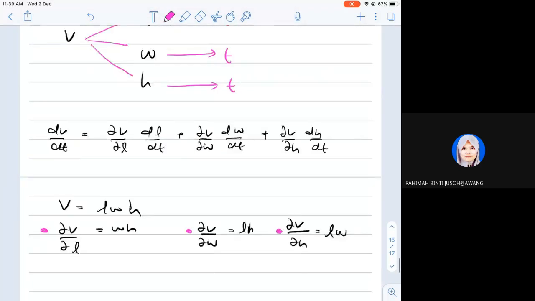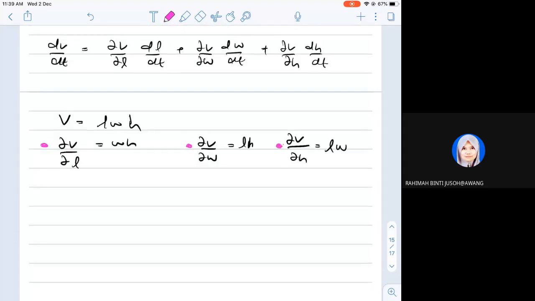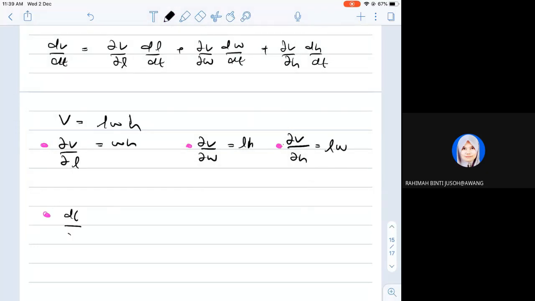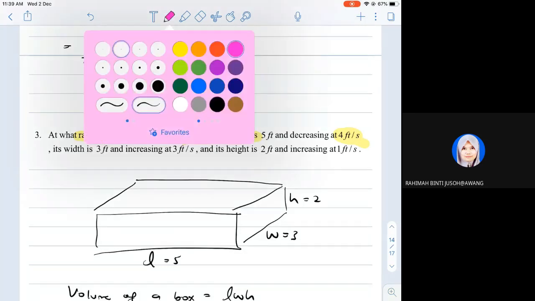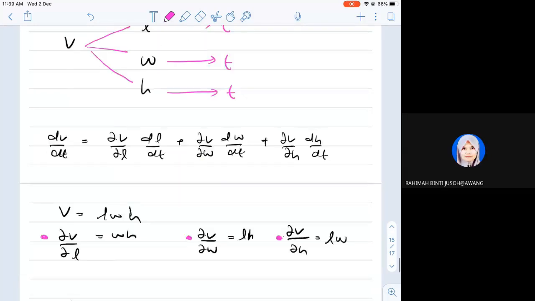Okay, so the values here, ni dia dah bagi kan? In this case, dl over dt is equals to, mana dia? Length is 5 and decreasing. Oh, decreasing. You have to be careful. Dia kata decrease. So, bila decrease bermaksud dl over dt is equivalent to negative? Negative. Yes, good. Negative 4. So, dl over dt is negative 4.